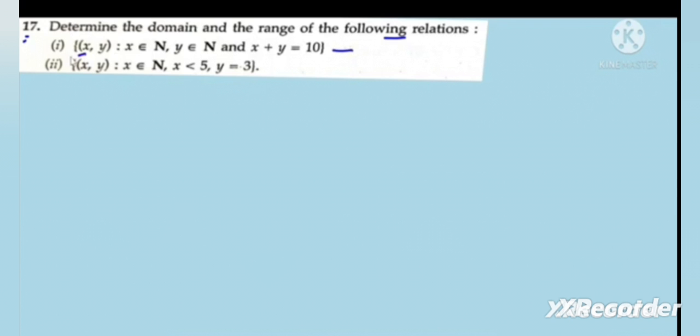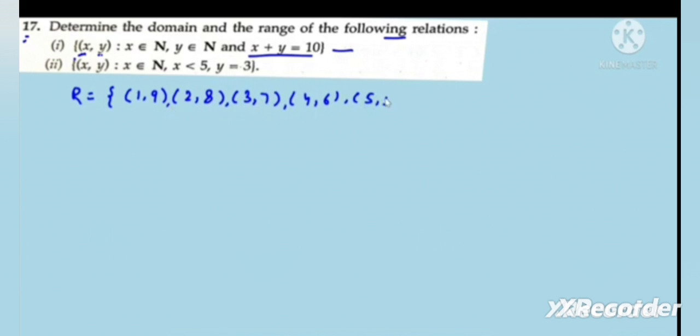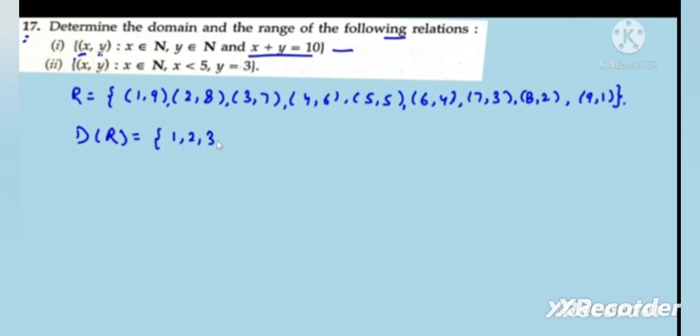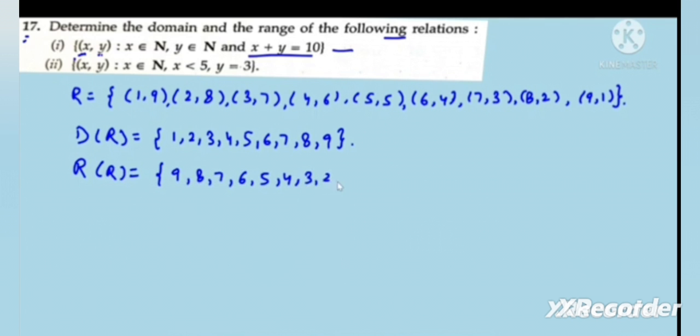So the first thing to do is to find the ordered pairs which belong to the given relation. Let's check 1 and 9, 2 and 8, 3 and 7, 4 and 6 and the remaining elements. Okay, so the domain of this is what? 1, 2, 3, 4, 5, 6, 7, 8, 9. Then the range is what? Pick up the second elements: again 9, 8, 7, 6, 5, 4, 3, 2, 1. Practically here the domain and the range are equal.